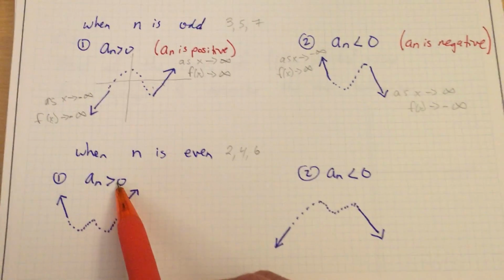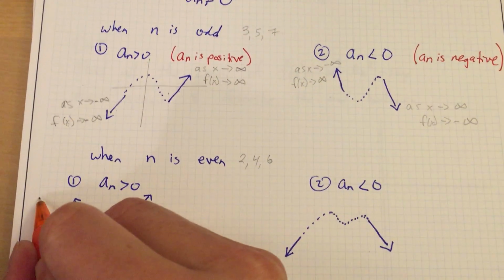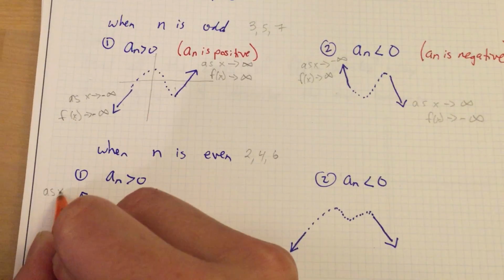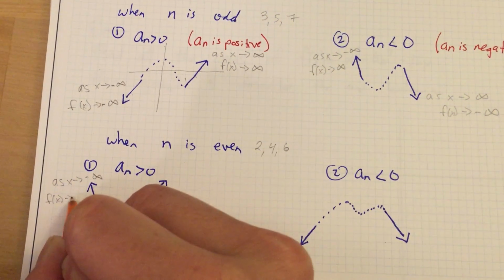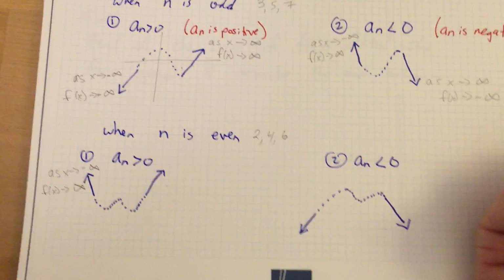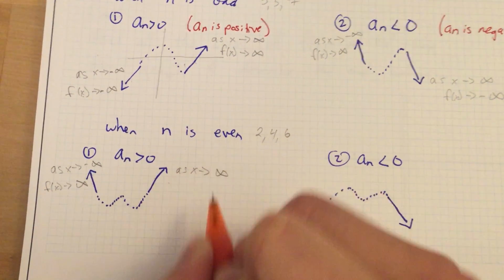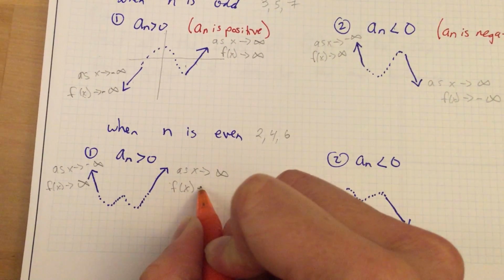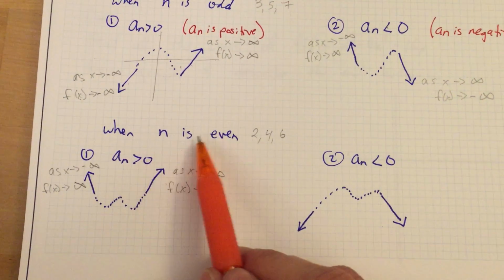Your a of n is going to be greater than 0. Notice that you're both facing up. So how I can describe my end behavior is that as x approaches negative infinity, my f of x is approaching positive infinity, right? It's just going up. And then on this side, as x is getting larger and larger to infinity, my f of x is also going up, right?